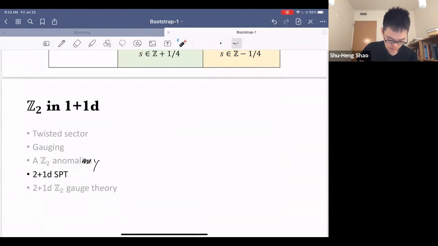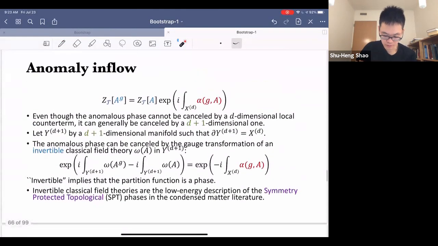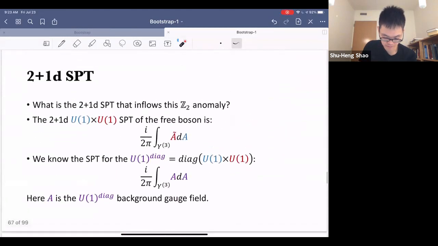Now let's try to understand this anomaly from the 2+1D SPT point of view. Recall that for the anomaly we talk about today, there's always an SPT or invertible field theory in 1 dimension higher that implements the anomaly inflow mechanism. So let's ask, what's the 2+1D invertible field theory for this Z2 anomaly? It's actually easy to derive that.